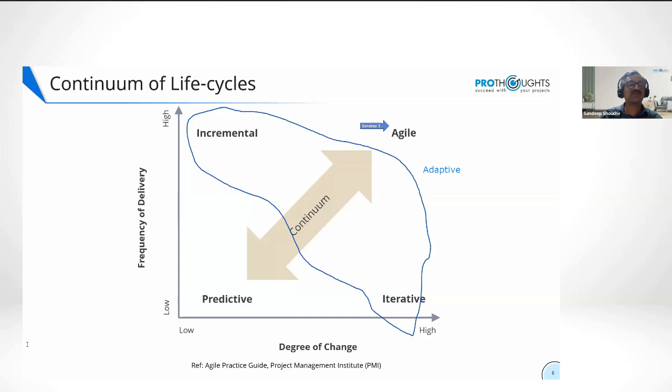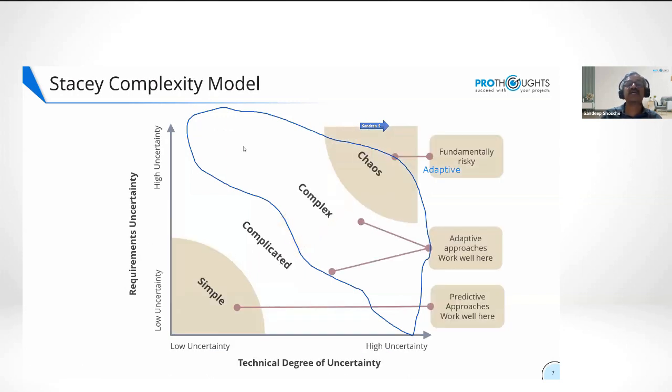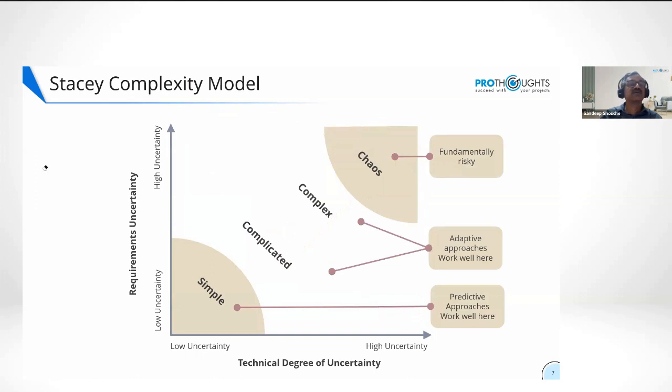Another picture, also from the same publication, the Agile Practice Guide, is called the Stacey Complexity Model, which says a similar idea. How sure are you about the requirements, and how sure are you about technology? If I know what to do, and if I know how to do it, then it's a simple scenario. I can do it with a simple predictive linear approach, start to finish.